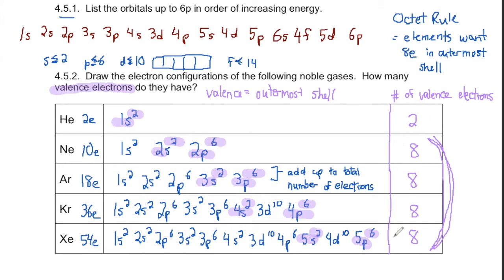Since these noble gases already have 8 electrons in their outermost shell, they do not react very much with other elements. They're pretty unreactive because they're happy just the way they are. They're kind of lazy. They don't like to associate with other elements. That's why they're called the noble gases. They're too good for all the other elements here.